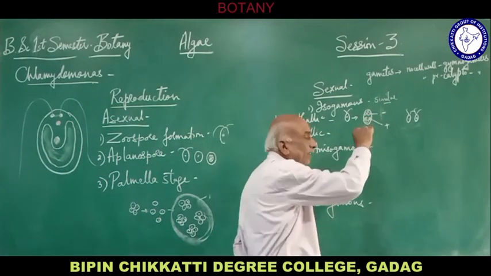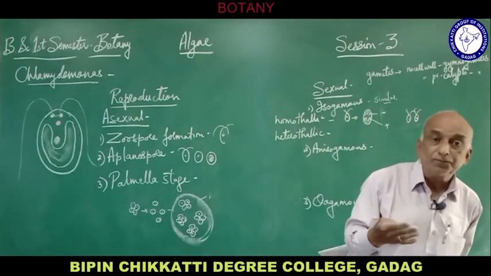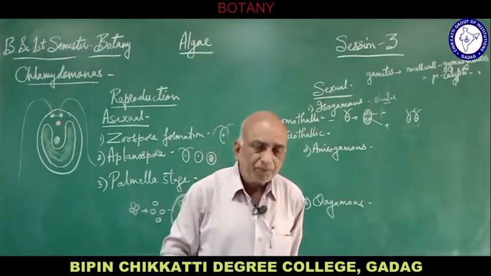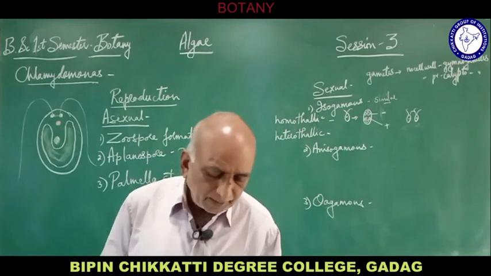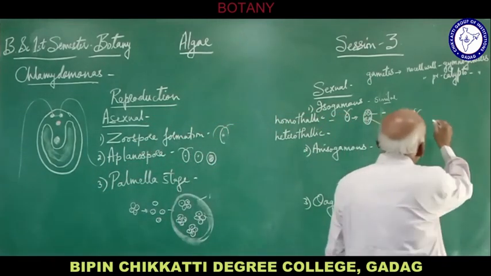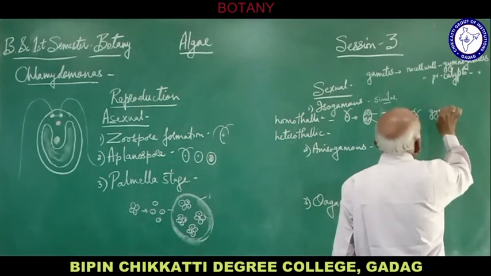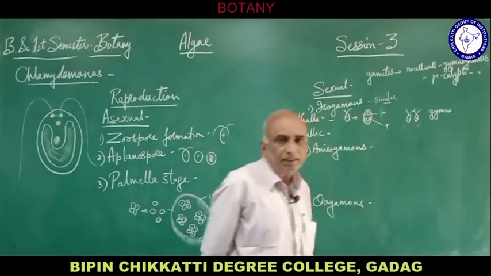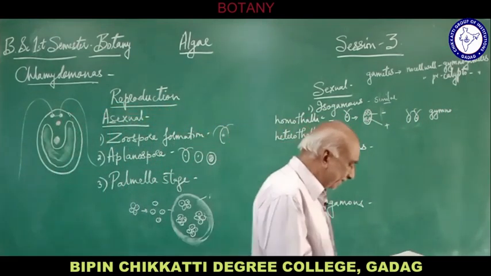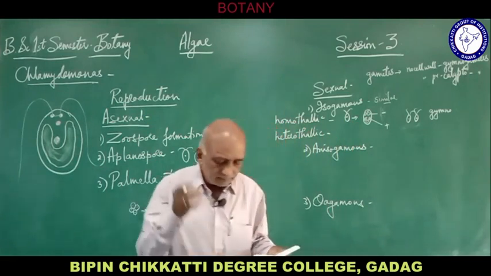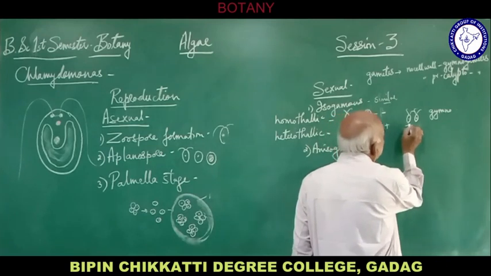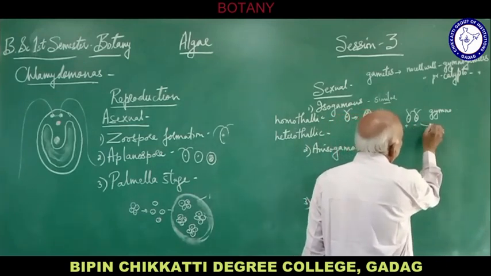So 2, 4, 8, 16, 32, 64, up to 64 cells are produced. All these cells are motile, meaning they become motile cells, and these are usually gymnogametes. In case of this homothallic species, we come across gymnogametes, and then these two gametes which are formed, suppose this is a plus and minus type, so both of them will fuse.